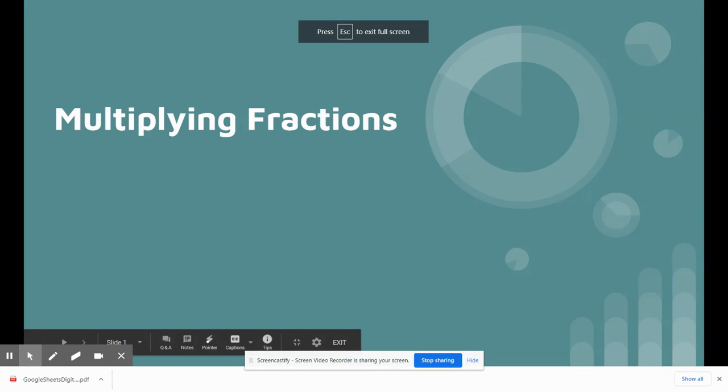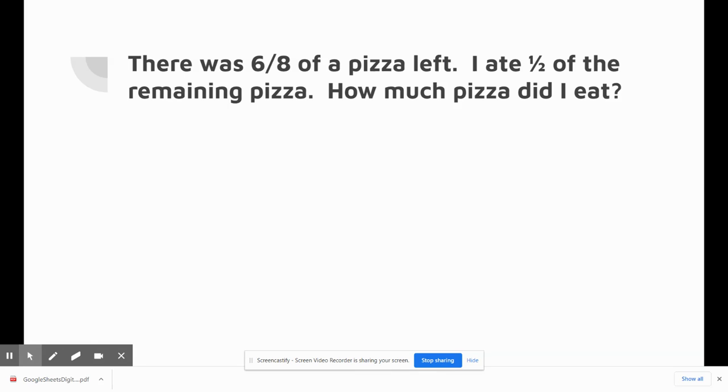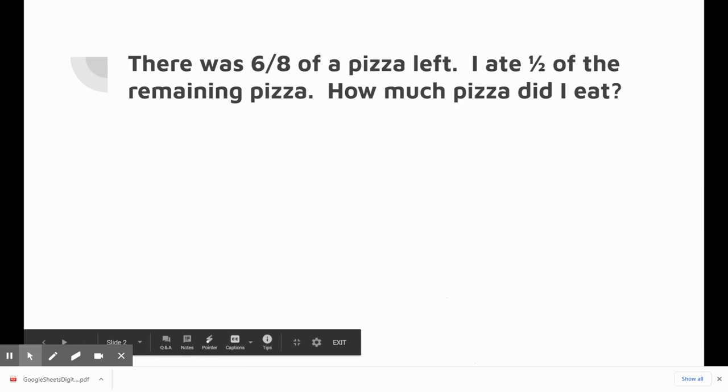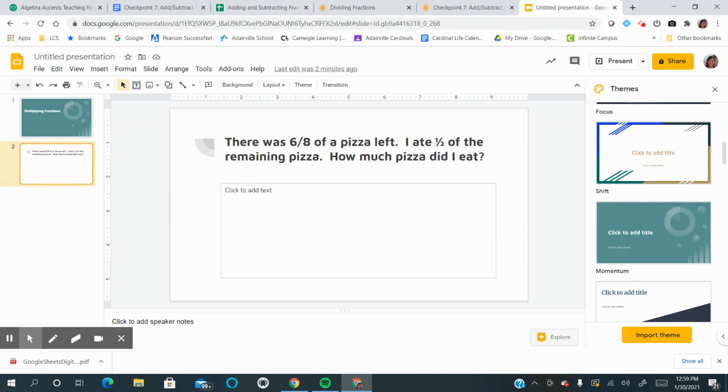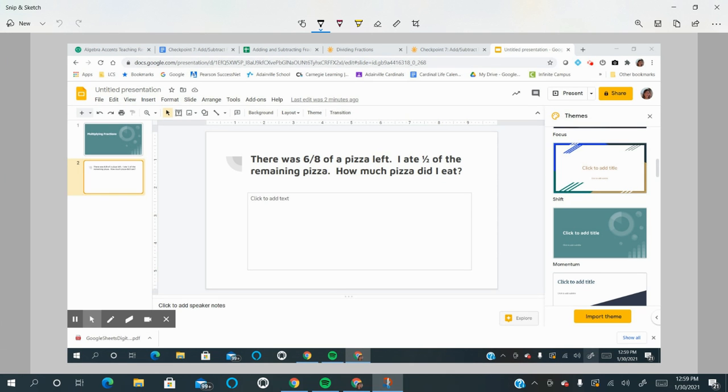We are going to review multiplying fractions. There was 6/8 of a pizza left. I ate half of the remaining pizza. How much pizza did I eat? Okay, let me work through this one. So 6/8 of a pizza and I ate half of it.